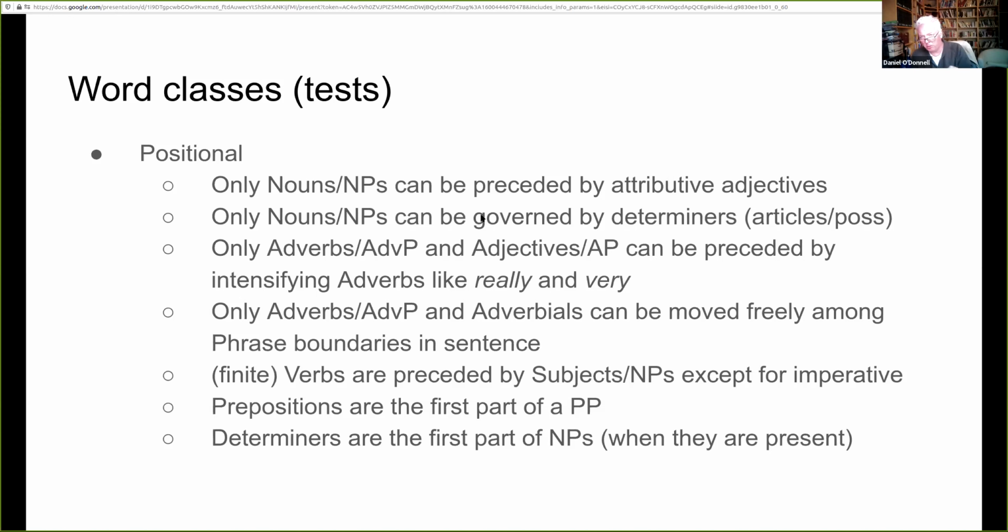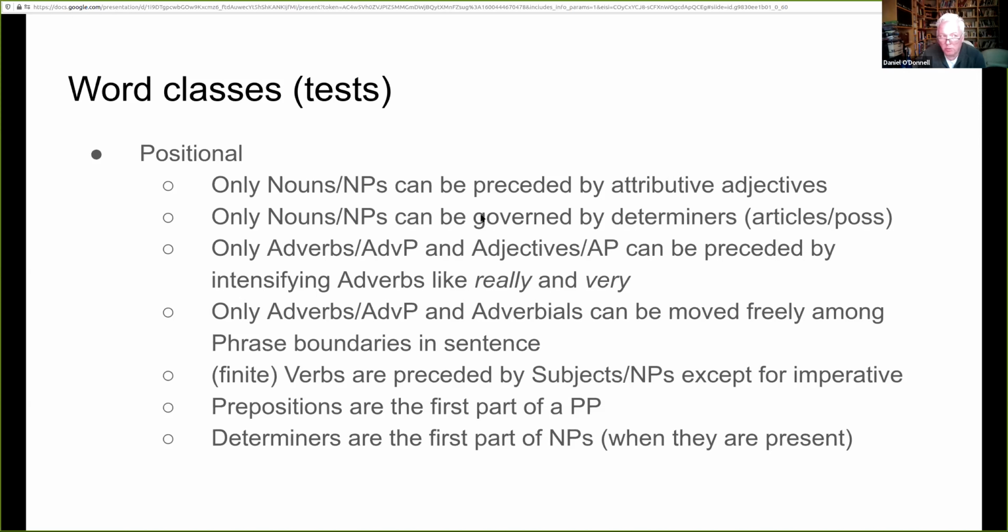If the word's in the right slot, we'll generally ignore inflectional problems and just allow word order to override. So that's why positional is so good with present day English. So only nouns and noun phrases can be preceded by attributive adjectives.